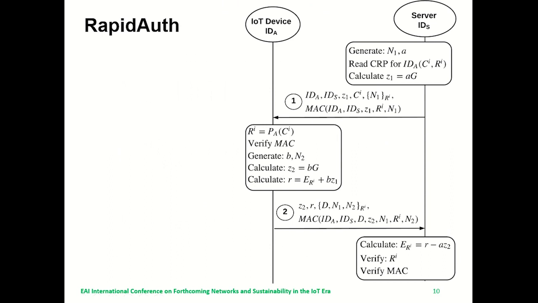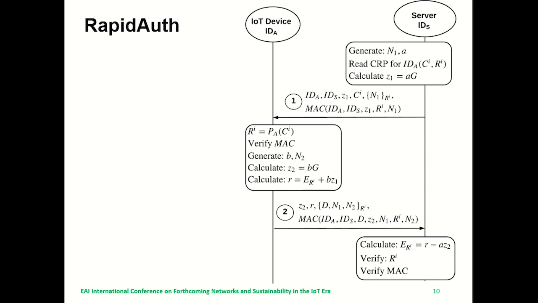This is our protocol, RapidAuth. This is the block diagram. The server is assumed to have a challenge response pair of each device prior to authentication. And we have considered that these CRPs, challenge response pairs, are added manually or electronically for each IoT device by the manufacturer. Moreover, RapidAuth makes use of elliptic curve cryptography.